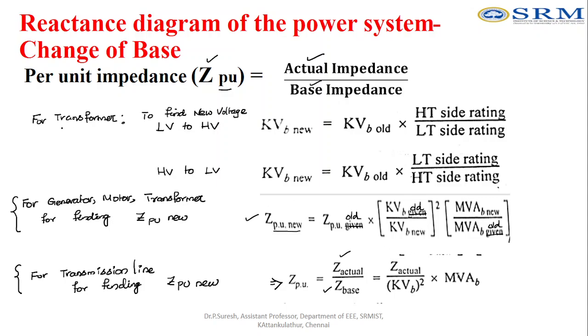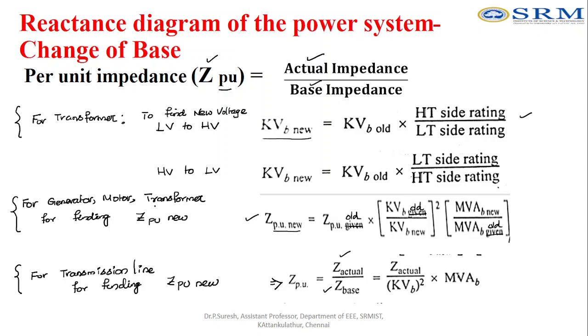Similarly, the power system will have some transformers. For transformers, there is a change in voltage from low voltage to high voltage or high voltage to low voltage. Whenever a transformer comes, the new value of voltage should be calculated. Whenever the power flows from low voltage to high voltage, kVb new is equal to kVb old multiplied by HT rating by LT rating.